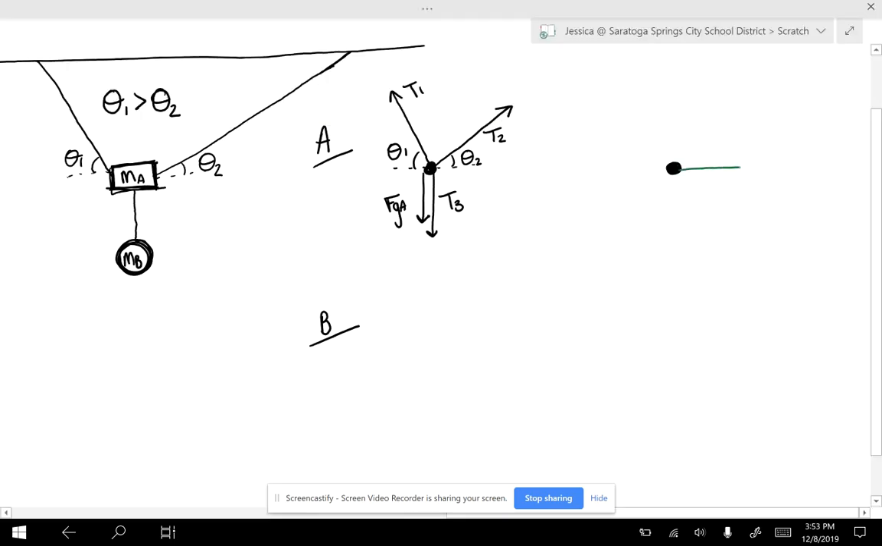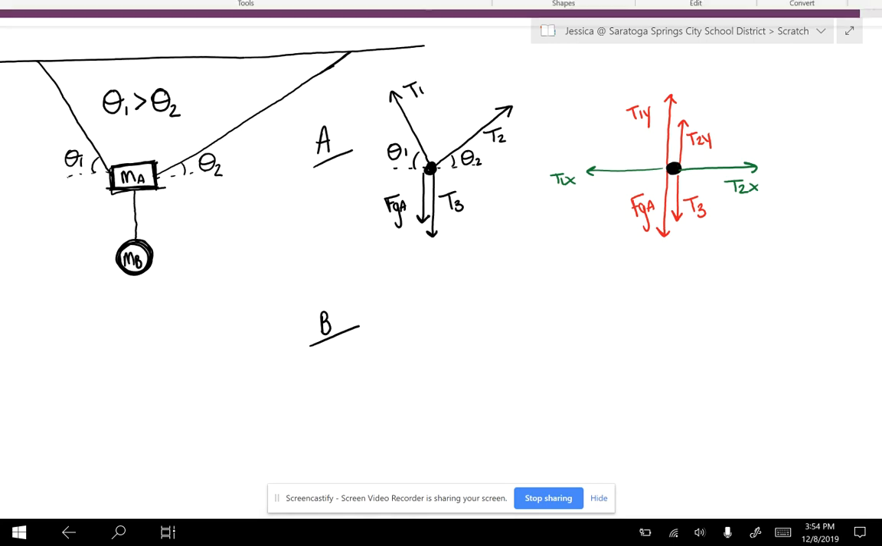T2x points to the right. T1x points left because I would describe T2 as pointing up and to the right, but T1 up and to the left. So that's how I know the left versus right direction. Both T1 and T2 I would describe as pointing up and either left or right. So both of their y components are going to point upwards. And T1y, T2y, and then FGA and T3.